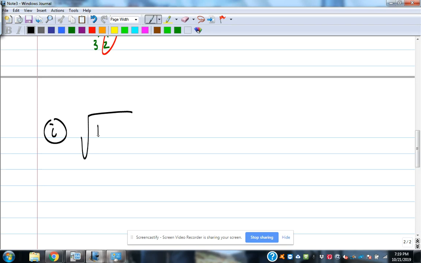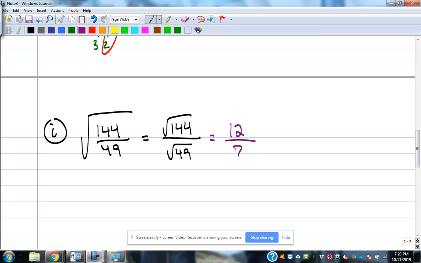Square root of 144 over 49. Split it apart. It's the square root of 144 over the square root of 49. So, really is that simple. Okay?